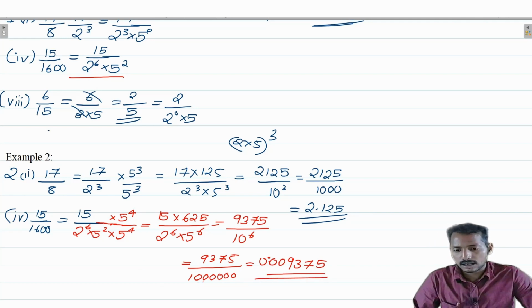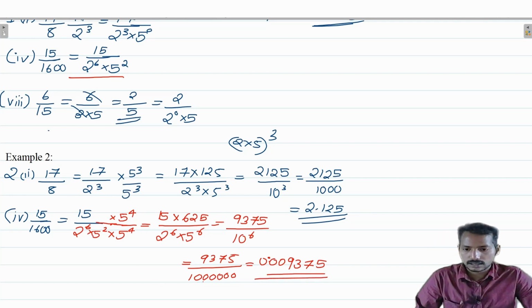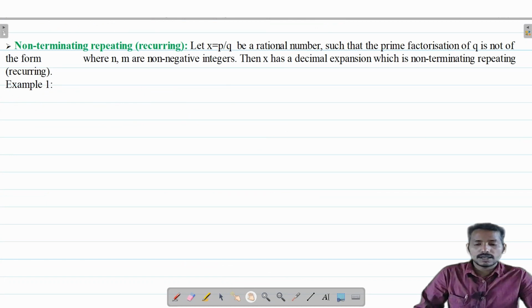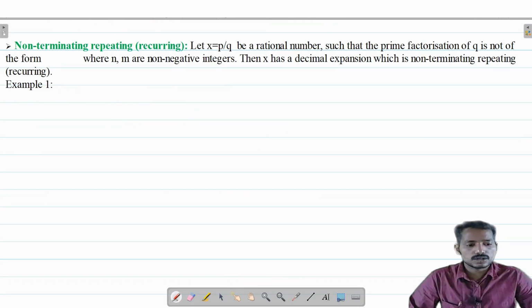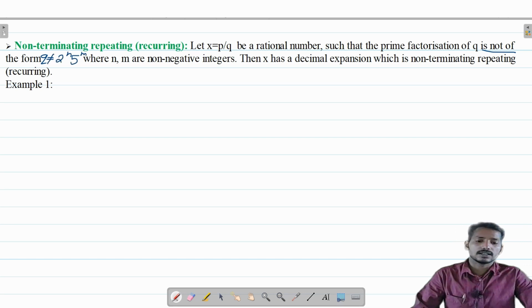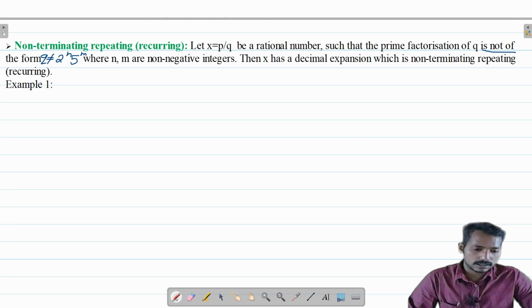I'm going to discuss the non-terminating decimal expansion next. What is non-terminating decimal expansion? It states that if p/q is a rational number such that the prime factorization of q is not of the form 2 raised to n and 5 raised to n, then the decimal expansion of this number is non-terminating repeating.